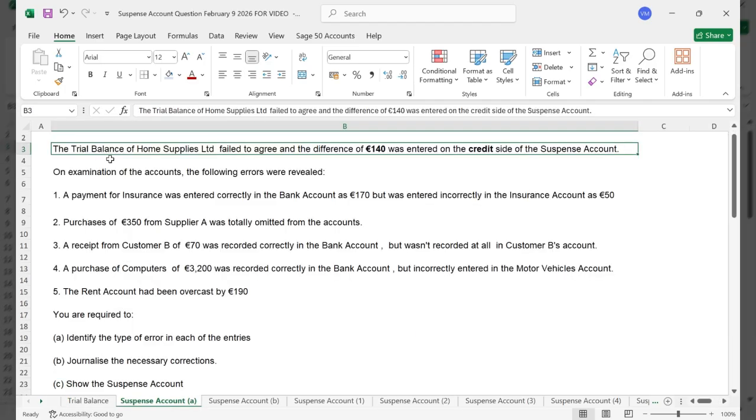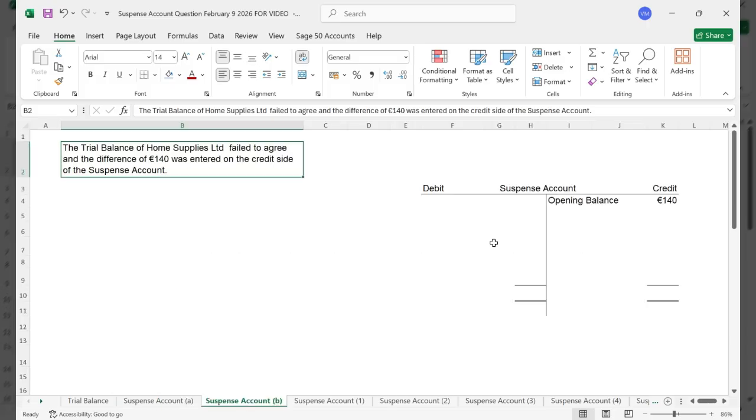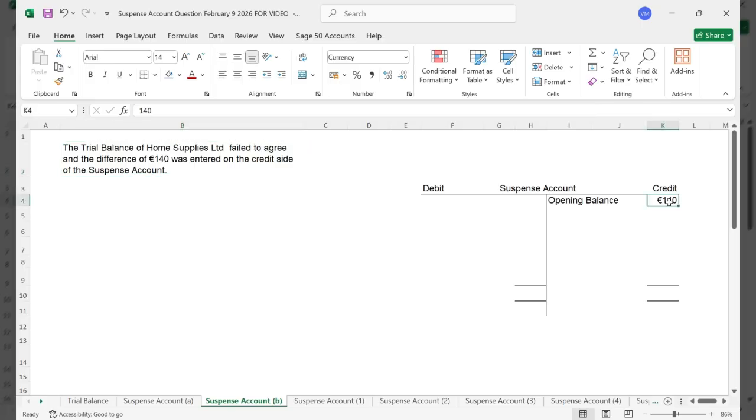First item, you'll be told by how much the trial balance is out and on what side. In this case, we're told €140 entered on the credit side of the suspense account. These are the errors and we'll deal with each of those in turn. So the first thing we'll do, quite simply, open a suspense account, opening balance 140.